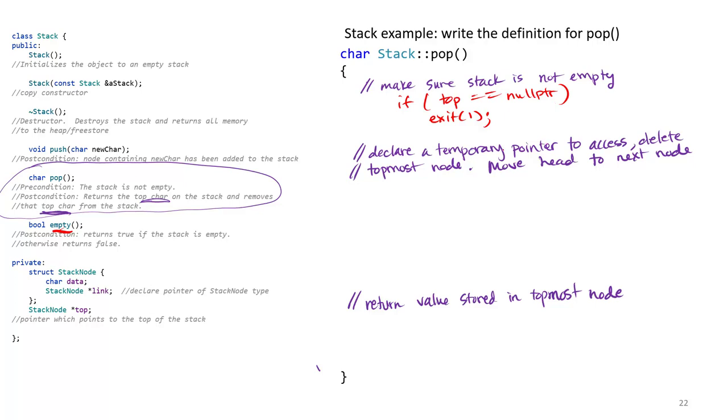Our next step is to declare that temporary pointer and a temporary variable. So in this case, let's go ahead and declare a pointer called temp. So it will be a stack node type pointer. And we're going to make that temp pointer point at the first node of our list.